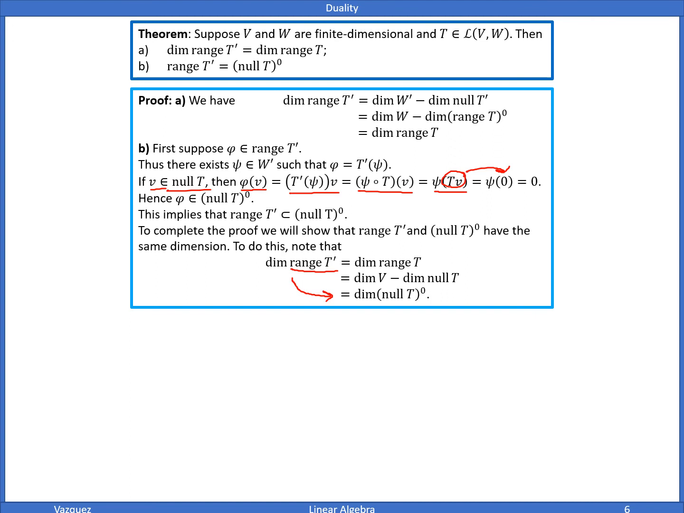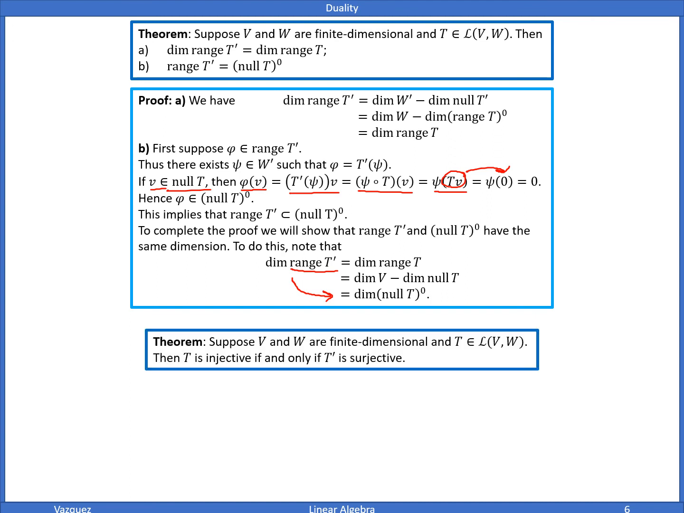So not too bad. And again, similar to the other one, suppose V and W are finite dimensional and T is a linear map from V to W. Then T is injective if and only if its dual map is surjective. In the last slide, we had the theorem where T was surjective if and only if the dual map was injective. This is the other case: T is injective if and only if T prime is surjective.